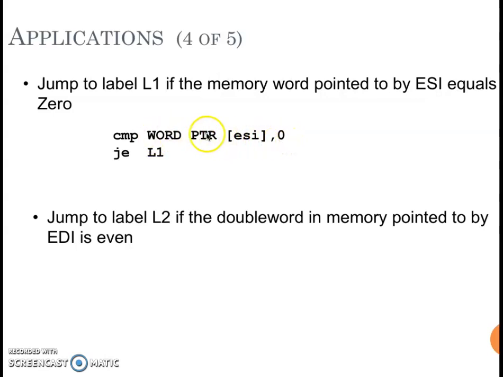Do I need to use a pointer here? Yes, because if I don't have the word PTR, when using ESI in square brackets only to compare with 0, we don't know how many bytes to read. So when I compare to 0, I need to use the word PTR. We tell the compiler to read 2 bytes from the ESI location and compare with 0. If they are equal, that means JE, or JZ if the zero flag is set, so we jump to L1.